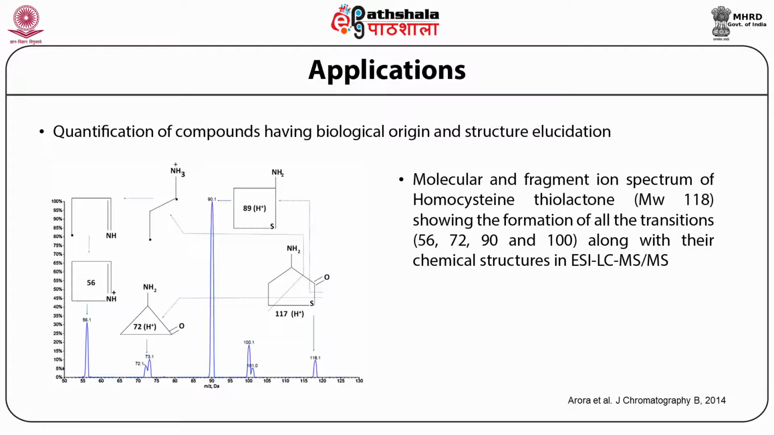You see the formation of all transitions and the structures derived for that particular compound. When it is broken down into fragments, what you are seeing here is 56, 72, 90 and 100, which are different structures formed after the fragmentation. As I told you earlier, it is very difficult to explain how they are formed, as it is happening in an exotic condition in the mass spectrometer.